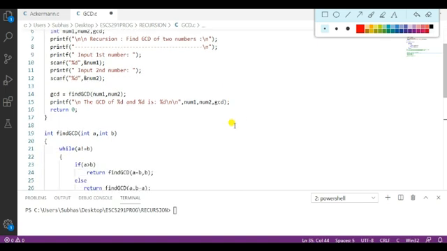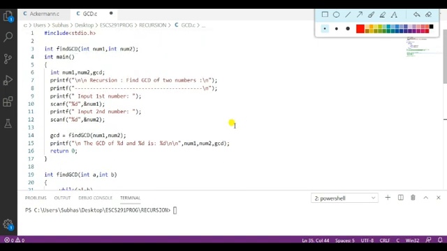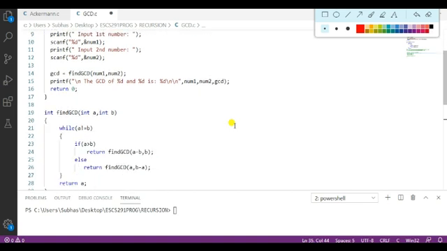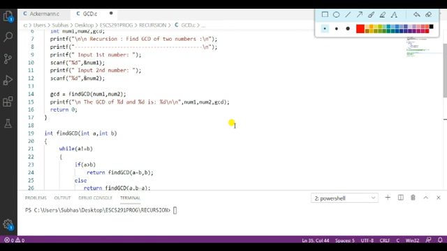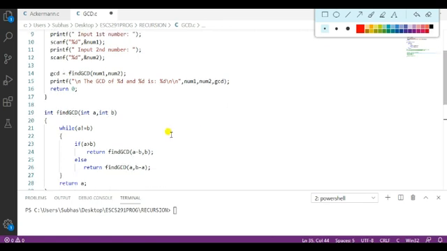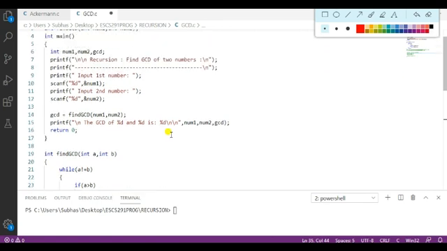You can calculate at home with different inputs and compare with the manual calculation, and you can check whether we are getting the right result or not. Okay, let me execute.